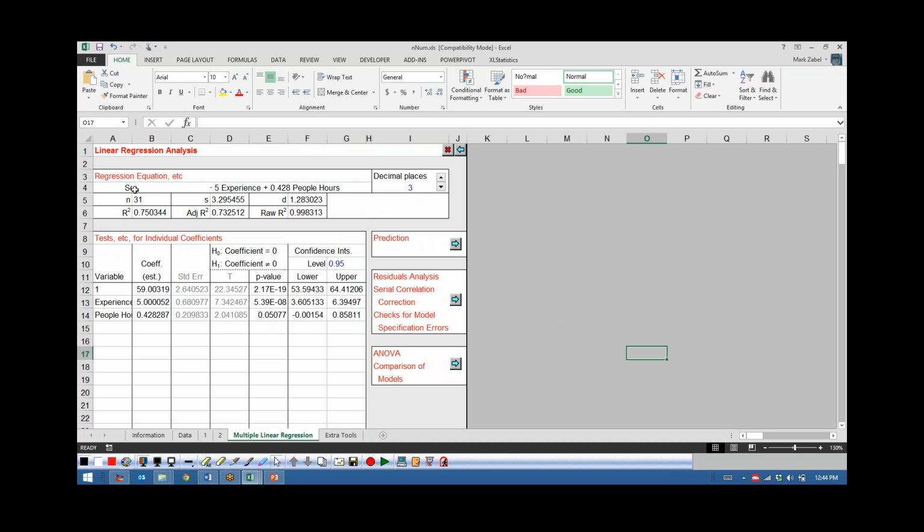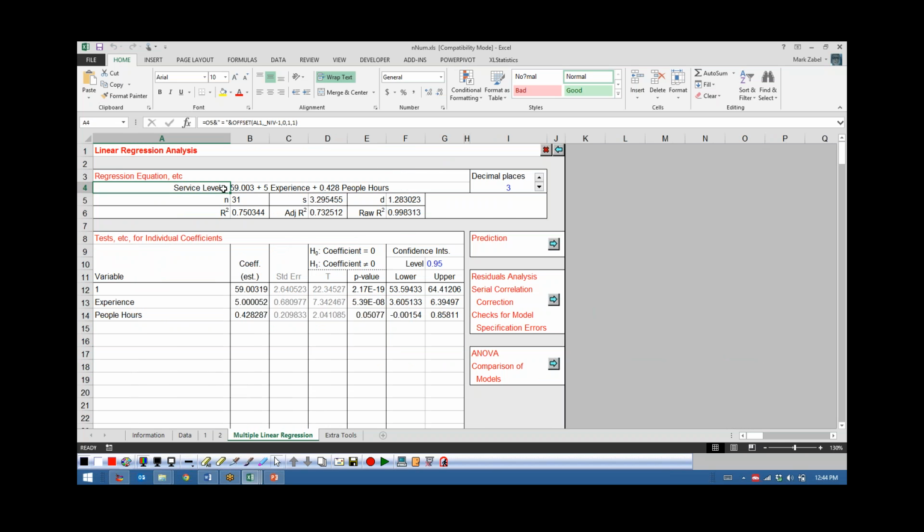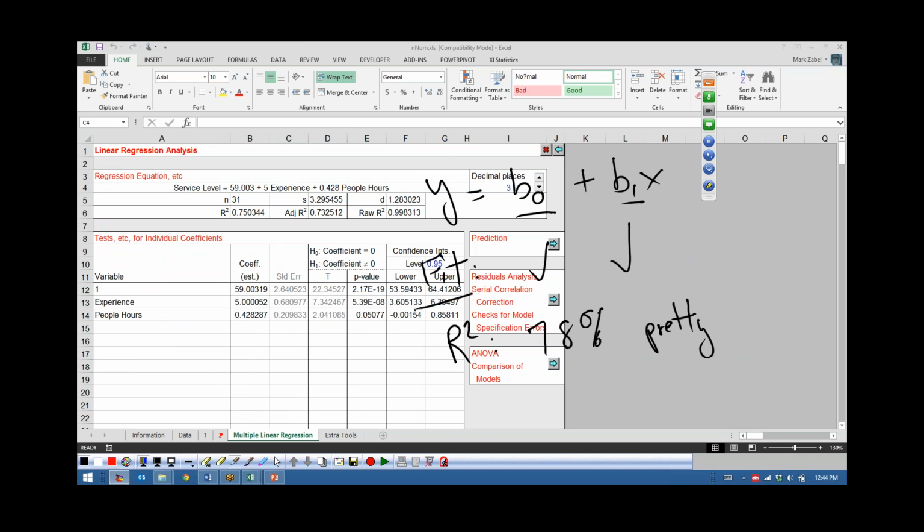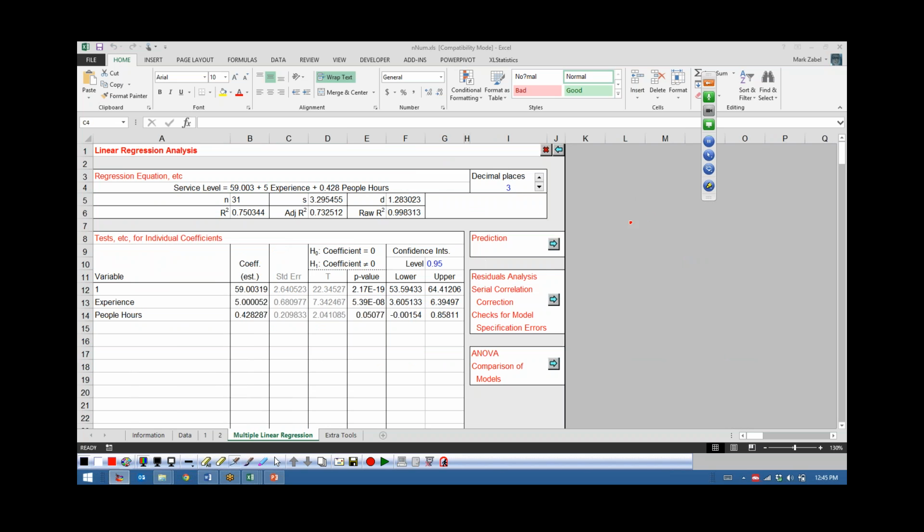We see at the top, here's my equation. It says, aha, the service level is some amount plus some amount times experience plus some amount times people hours. So in other words, the format is, let me erase all this again. The format's a little bit different. Now you're going to see why that p-value is kind of important. It's b0 plus b1x1 plus b2x2, where x1 is maybe experience and x2 is maybe people hours. Okay? Yeah, I think I've got that in the right order.